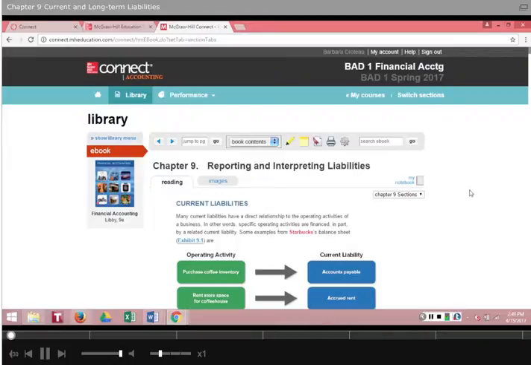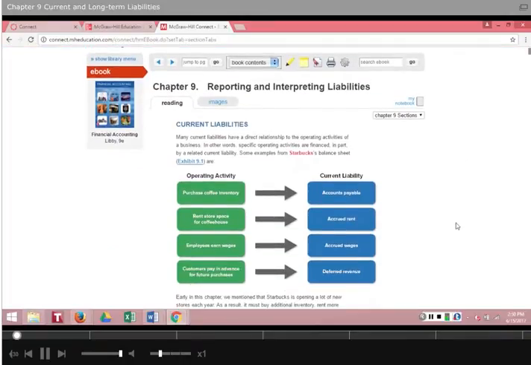Current liabilities, we know from Chapter 2, are short-term obligations expected to be satisfied within one year of the balance sheet date or the operating cycle, whichever is longer. Typically, when we buy inventory on credit, it affects the current liability accounts payable. If we owe rent at the end of the accounting period and have not paid it, we could have an accrued rent payable and an accrued rent expense.